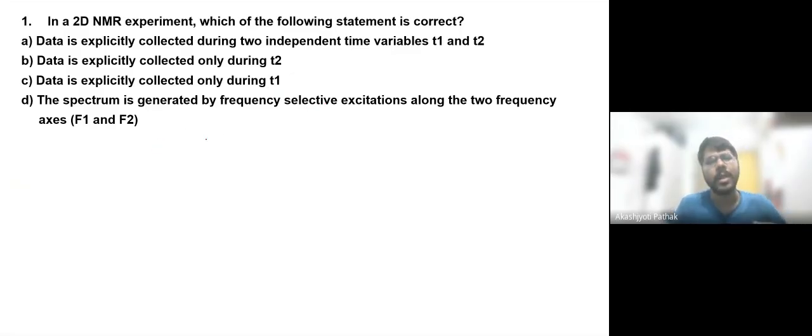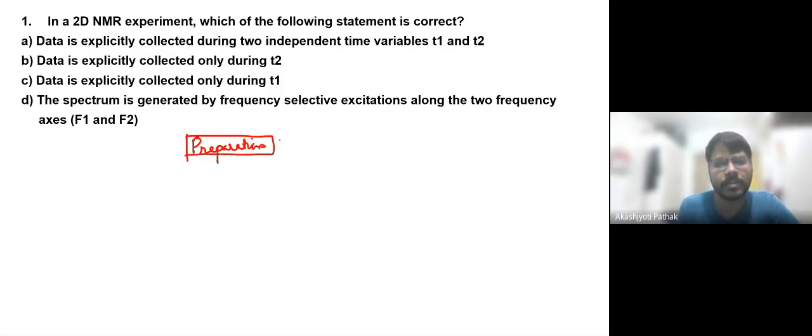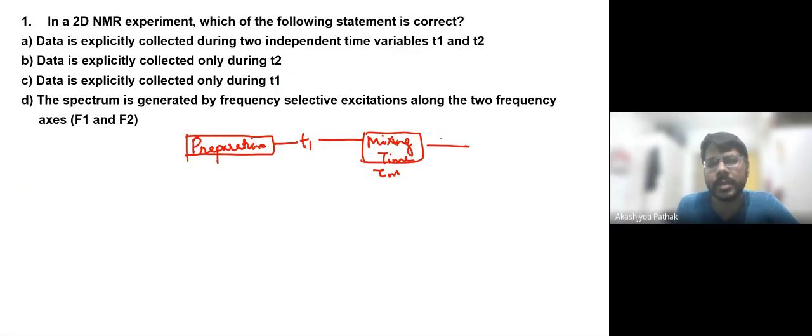So just now we saw that your 2D NMR experiment looks somewhat like this. It has a preparation time period, followed by an evolution time period T1. Then there is a mixing time, which is called tau m. And following this mixing time, there is the T2 time period where the actual FID is collected. So your T2 is called the direct detection period, and this is your indirect detection period.